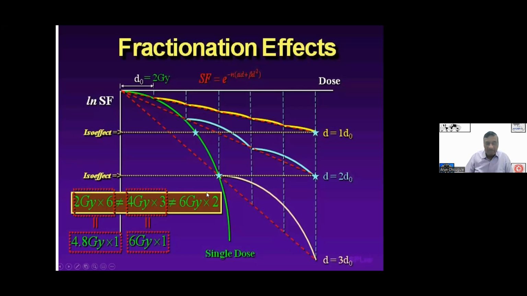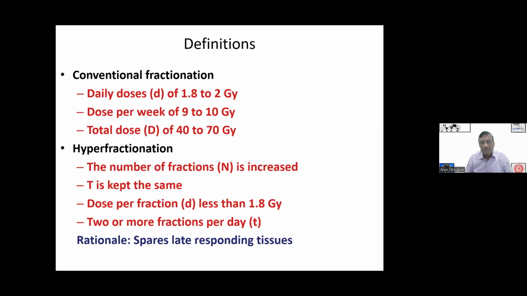Similarly, you can see it here, and therefore we arrive at the equivalent doses. So 4.8 gray in 1 fraction is equivalent to 2 gray in 6 fractions. And similarly, 6 gray in 1 fraction is equivalent to 4 gray. So this is how, by these fractionation schedules, using the radiobiological model, we can move from one fractionation schedule to another, and we can find the equivalent doses required.